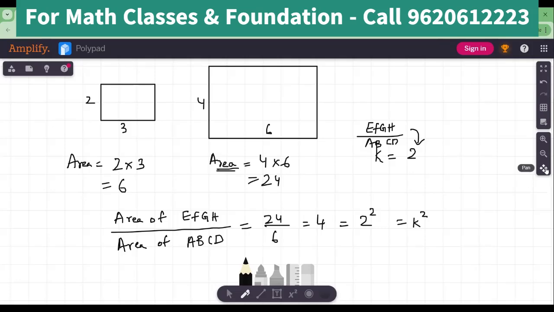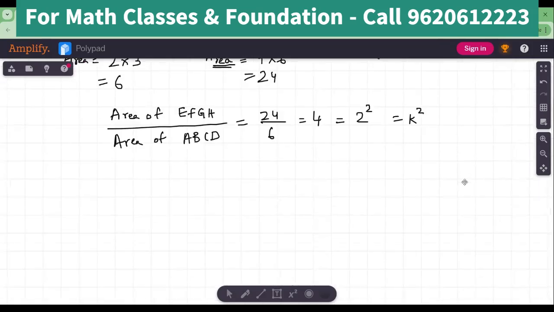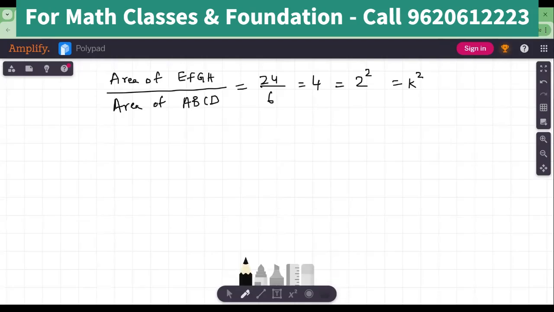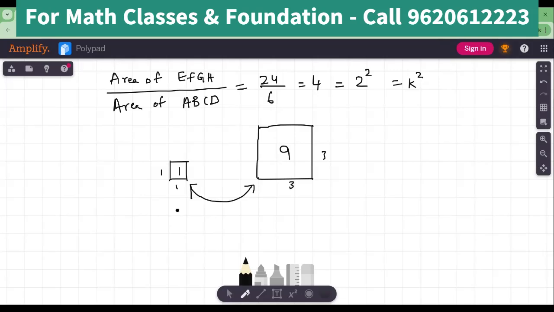Now, let us take a different shape. Let's take a square. The square here is, let's say, only 1 unit. Let's take a different square, a square of side 3. Now, the area of this is 9, right? The area of this is 1. Now, what is the proportionality constant between this and this? The bigger one is 3 times, correct? So, K is 3.